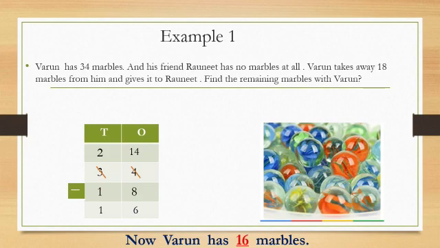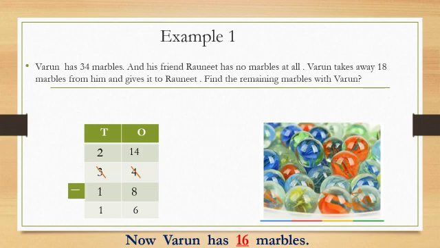The question says Varun has 34 marbles and he takes away 18 from 34. Take away is the word which tells us to do the subtraction here. And remaining marbles with Varun, they are asking us to find out the remaining marbles with Varun. These phrases tell us to do the subtraction. Now let us use the subtraction method. Draw a table of tens and ones. Write 34 minus 18. Don't forget to write the minus symbol in the box.